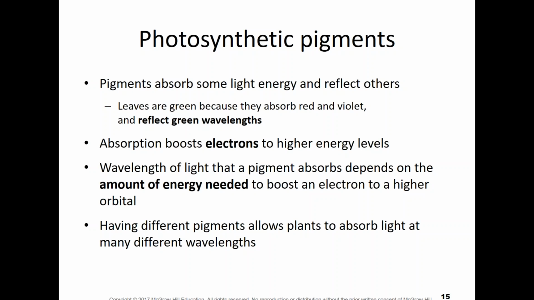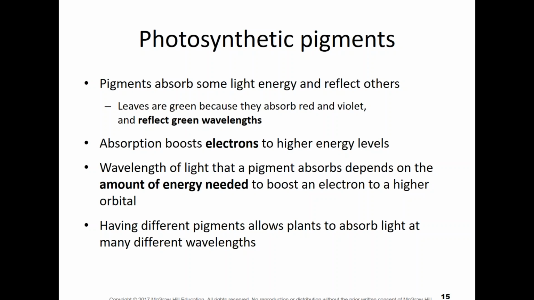When light is absorbed, electrons are boosted to higher energy levels, and the wavelength of light that a pigment absorbs depends on the amount of energy needed to boost an electron up to another orbital. So just like, it has the orbitals. First there's the 1s orbital, and then there's the 2p, and there's three 2p or propeller-shaped orbitals, and then one 2s orbital. Electrons can be pushed out of their orbital, and if they're boosted up to a higher orbital, that takes energy.